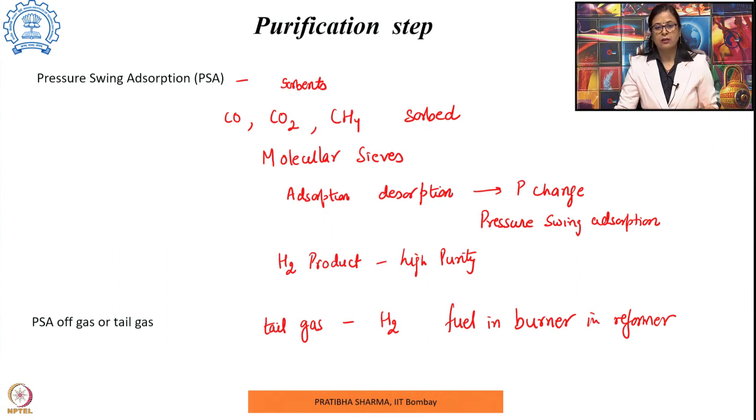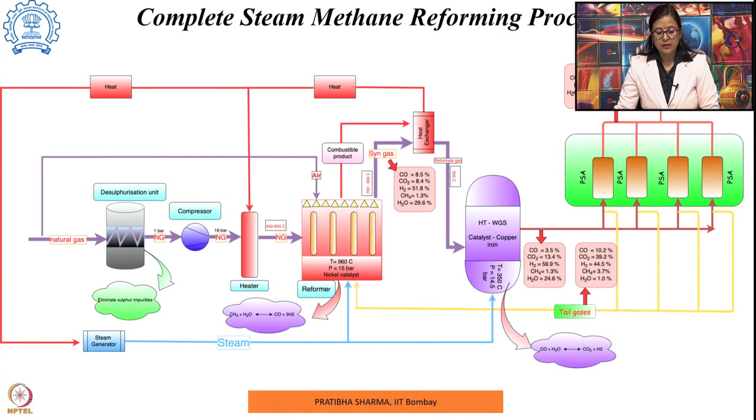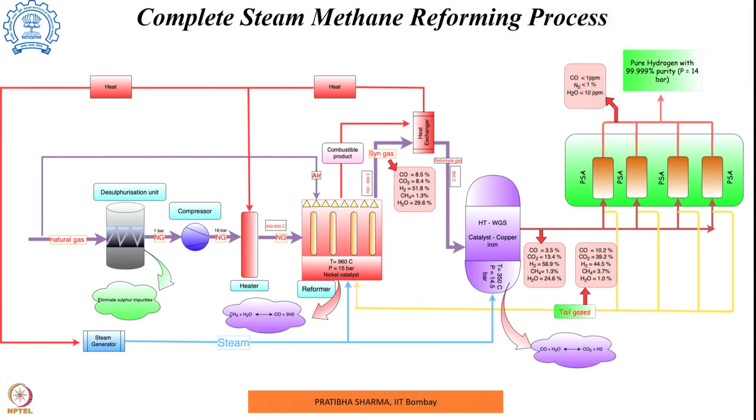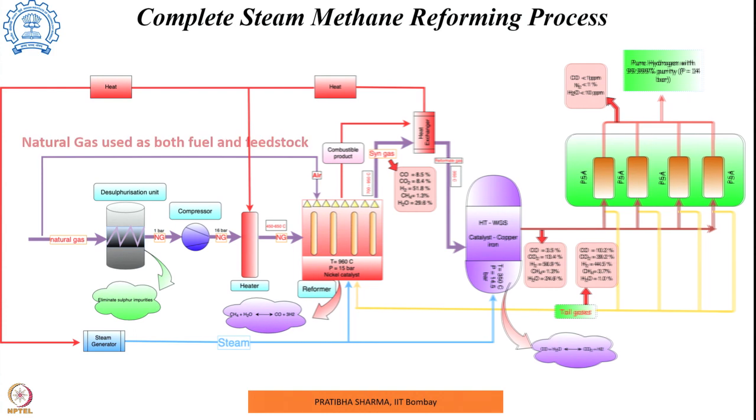So we have seen all the four steps separately. Now let us see them together so that we can know about the complete steam methane reforming process. Now as we have seen, natural gas acts as both fuel and feedstock in the steam methane reforming process. So it acts as a feedstock entering into the desulfurization unit, and it acts as a fuel and supplies the required heat to the burners of the steam methane reformer.